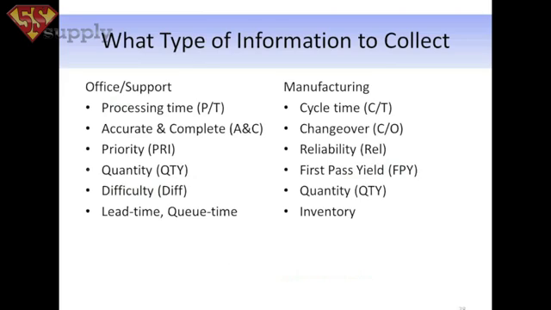So let's talk a little bit about the type of information to collect. What you'll see is some of the things will be similar for office and support areas or service organizations and manufacturing, but sometimes we'll just give them a different name. In manufacturing, the cycle time of the equipment is a very common one. So we'll call that processing time in office areas.